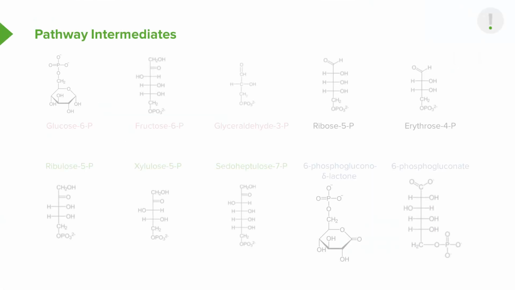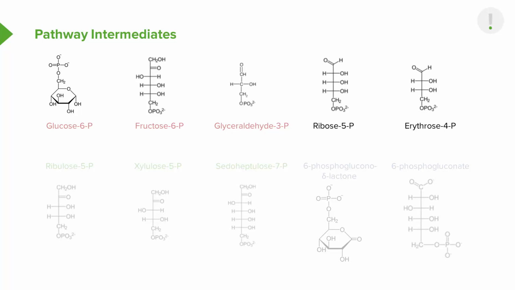The 10 intermediates of the pentose phosphate pathway are depicted in this figure. Now, I've put them into several groups based upon their sort of commonality. The first group are 3 intermediates from the pathway of glycolysis: glucose 6-phosphate, fructose 6-phosphate, and glyceraldehyde 3-phosphate.